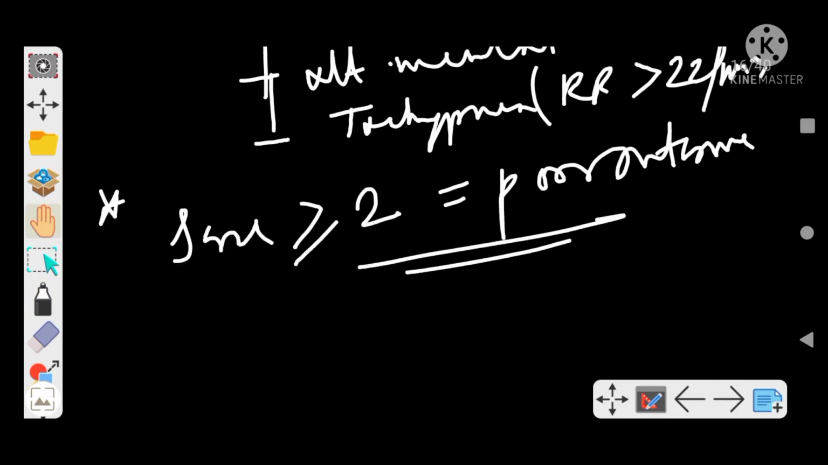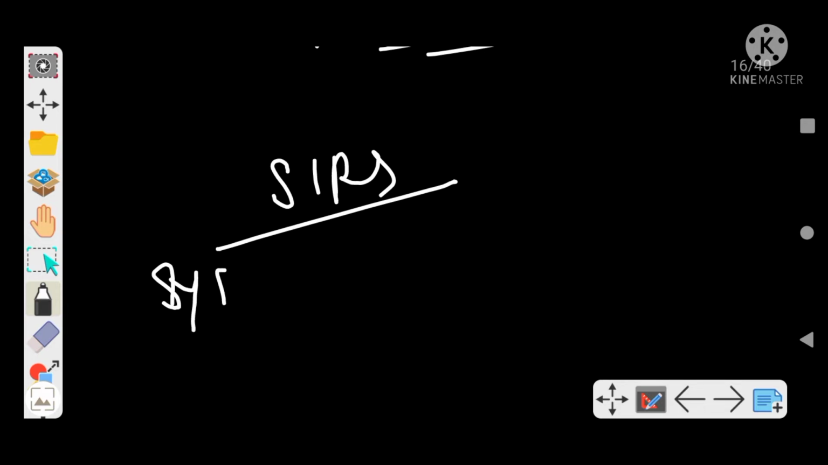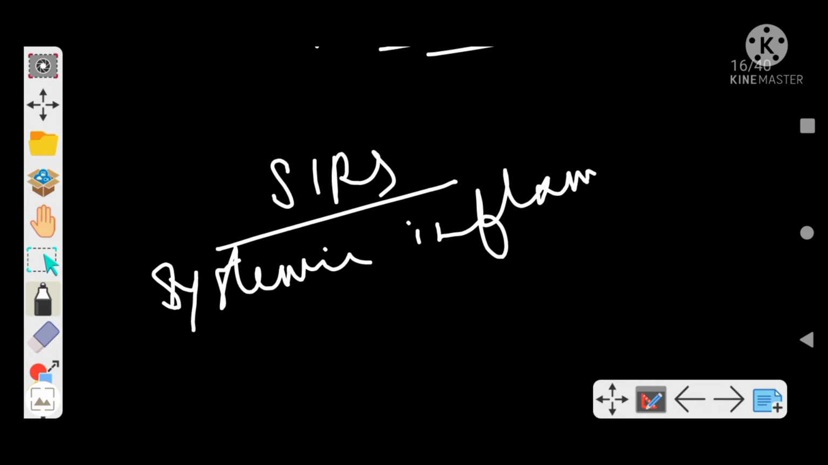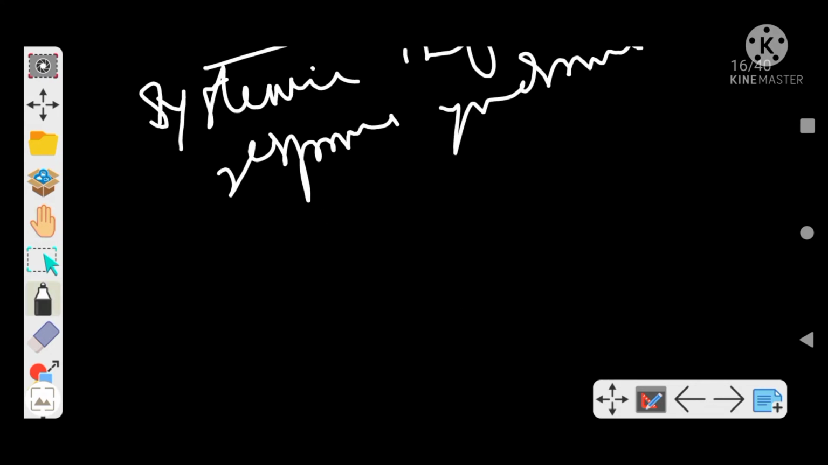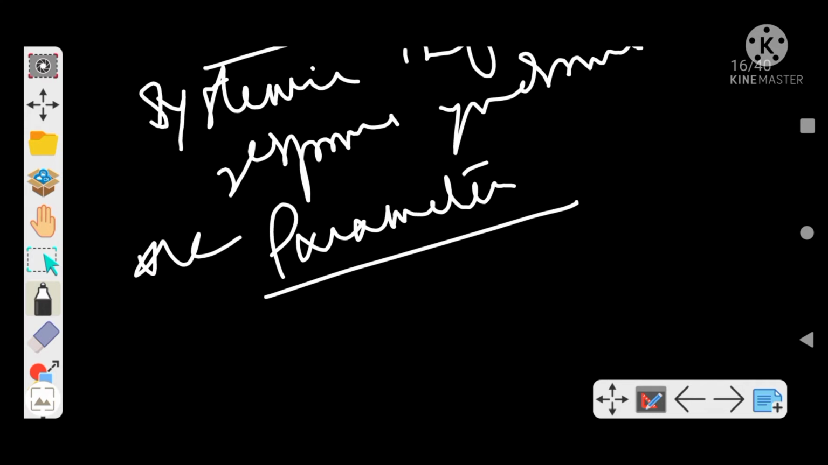Now quickly we will discuss SIRS and then we will come back, right? SIRS is your systemic inflammatory response syndrome. It is actually the body's response towards an infection, right? The body's response towards an infection. We'll quickly discuss the parameters also, which is the most important part.